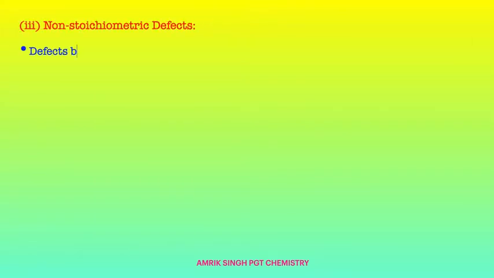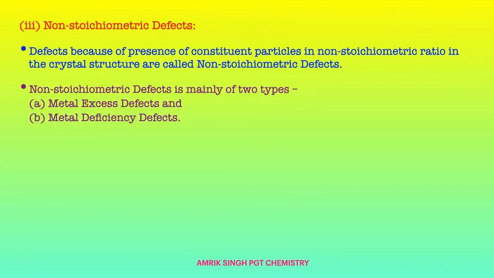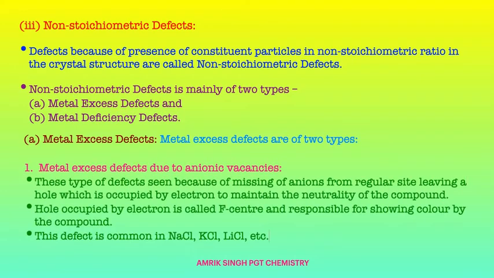Defects because of the presence of constituent particles in non-stoichiometric ratio in the crystal structure are called non-stoichiometric defects. Non-stoichiometric defects are mainly of two types: metal excess defects and metal deficiency defects. Metal excess defects are of two types. First one is metal excess defect due to anionic vacancies.